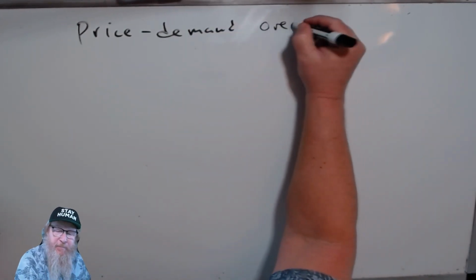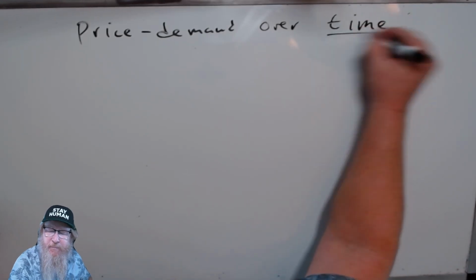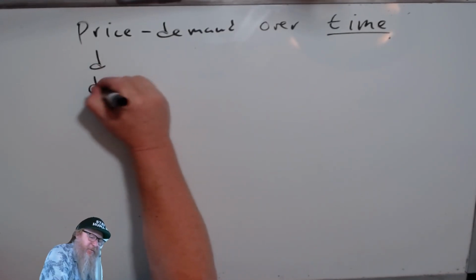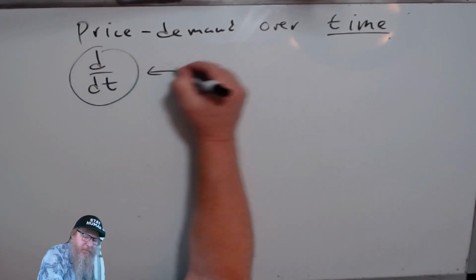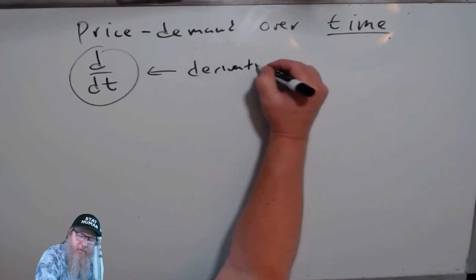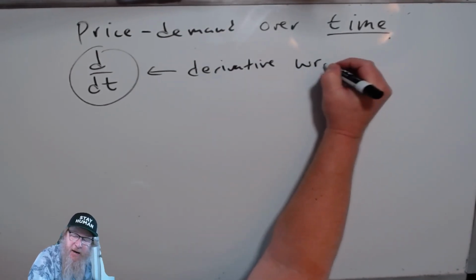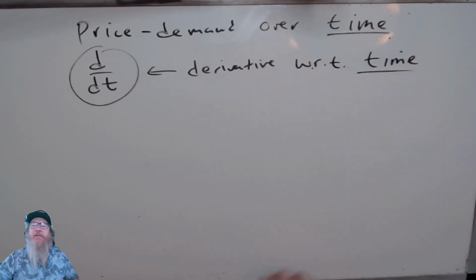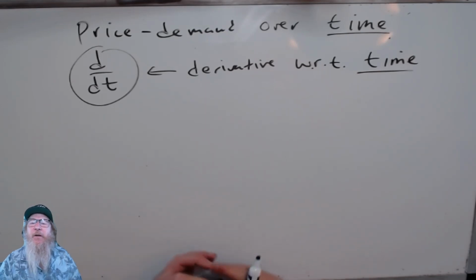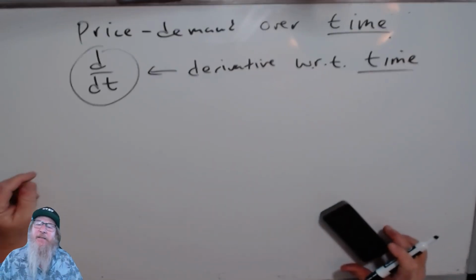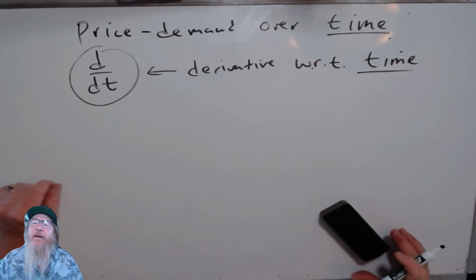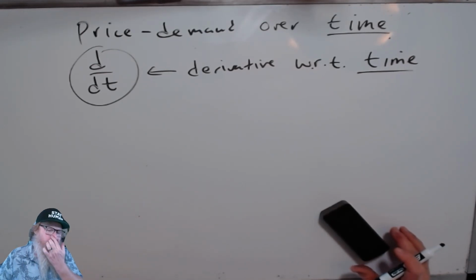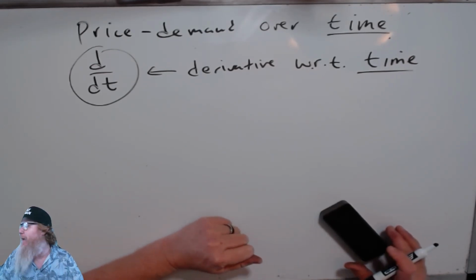Over time. So what we're going to be doing is taking the derivative with respect to time, WRT. Typically time would be like in the last example, it was seconds. With money, you have to wait longer than a second for stuff to happen. A day, a week, a month, a year. Those are the most common time intervals that we'll have.